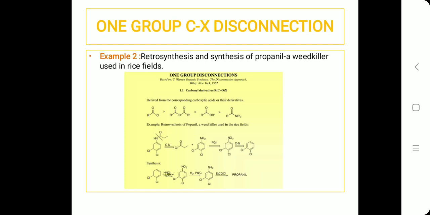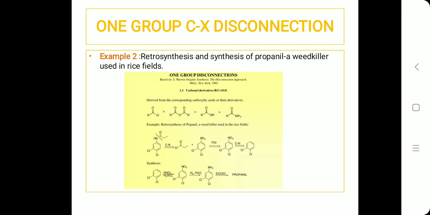We are studying the retrosynthesis and synthesis of propanil, a weed killer used in rice fields. So here we have propanil, which is an amide. So the amide, on disconnection at the C-N bond, where the C and N bond is getting disconnected, which is again an example of one group C-X disconnection, is going to give us an aromatic amine and propionyl chloride as the synthetic equivalents.